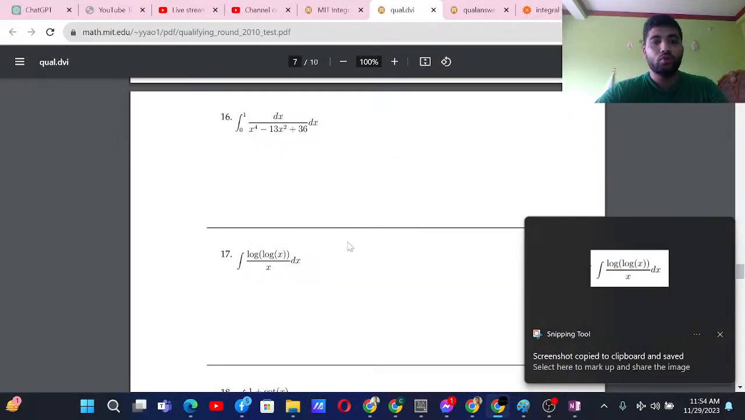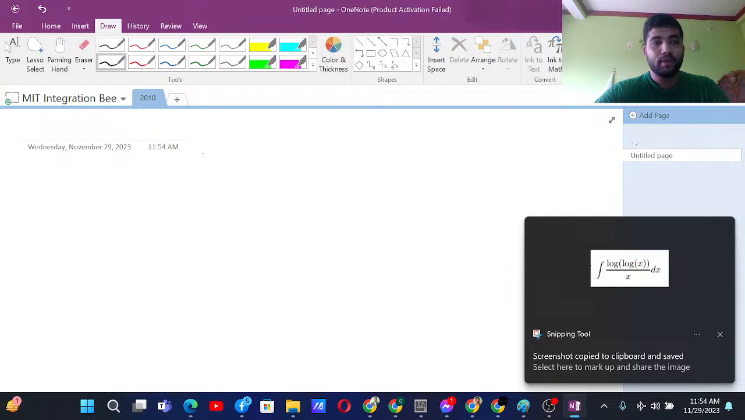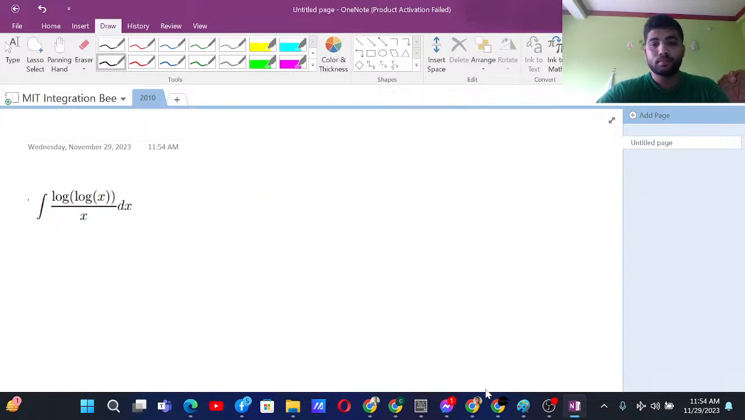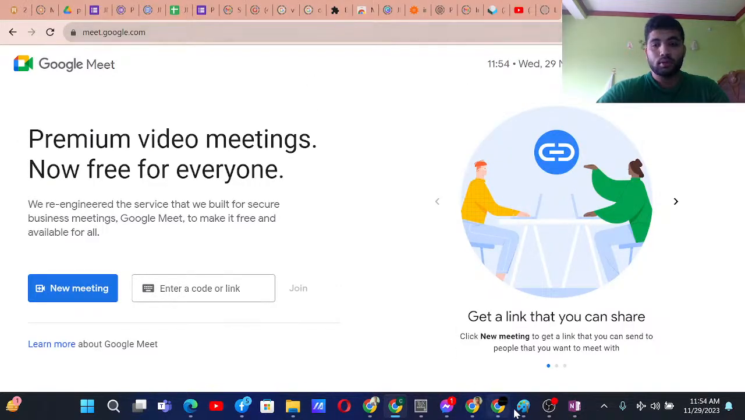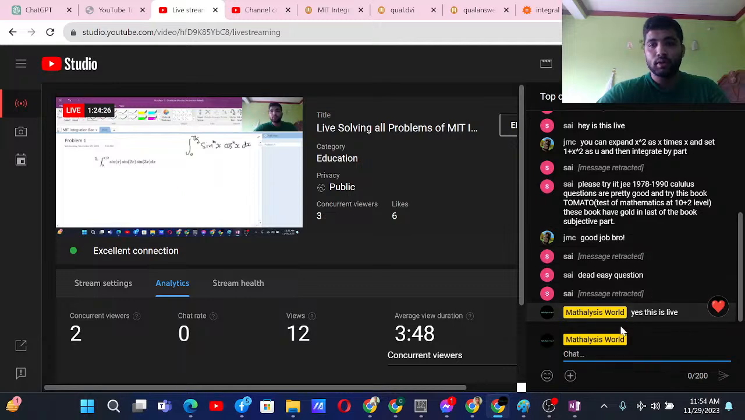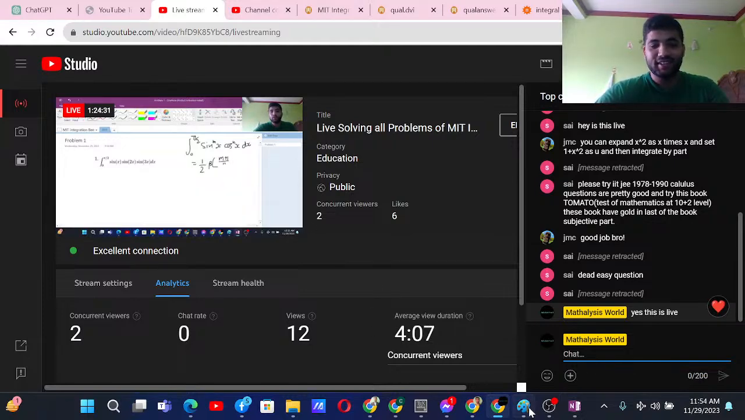Can you suggest how we will solve problem number 17? What substitution shall we make? Okay, so can you suggest what substitution we can make? It's probably an easy question though.